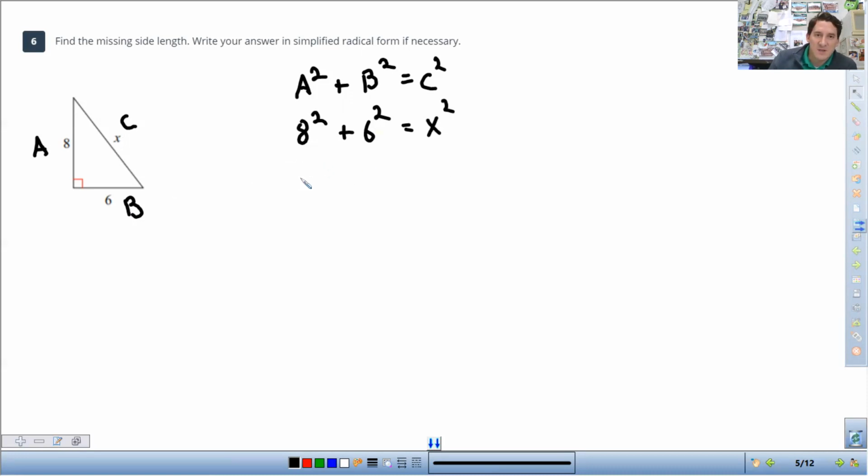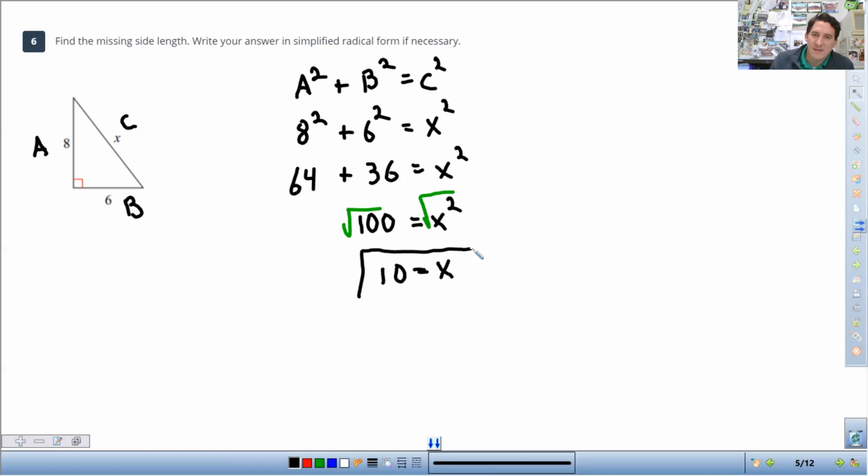Square these values. 8 squared is 64. 6 squared is 36. 64 plus 36 is 100. And now from here, to finish solving for x, you need to take the square root of both sides. The opposite of squaring the variable here is square rooting. So on this side, the square and the square root cancel out. So all you have is x. Square root of 100 is 10. So the missing side length is 10. All right. Let's look at another example.